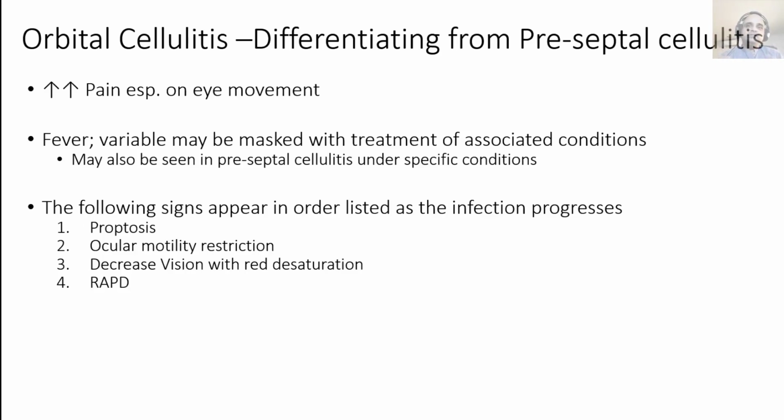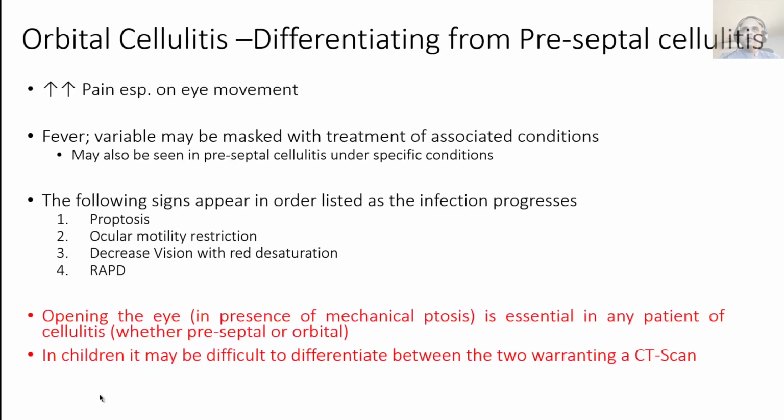Opening the eye in a patient who presents with any type of cellulitis is thus very, very important. It is essential. So again, opening the eye is essential. I put it here in red simply because this is something you need to drill into your heads, that if you see a patient of cellulitis, irrespective of whether it's pre-septal or orbital, you need to open the eyes to see whether you are actually looking at a pre-septal cellulitis or an orbital cellulitis. And in children, it's really difficult to differentiate between the two, warranting a CT scan.